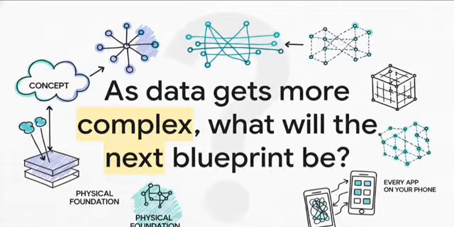So when you boil it all down, what's the big takeaway? It's that from that first simple sketch, all the way down to the physical foundation, these data models are the unsung heroes making our digital lives work. Every single app on your phone, every website you visit, it's all built on one of these blueprints. Which kind of leaves us with a huge question, right? As our data gets more and more complex, more connected than ever before, what's the next great blueprint going to look like?